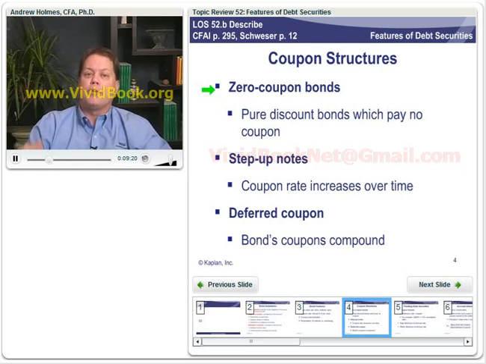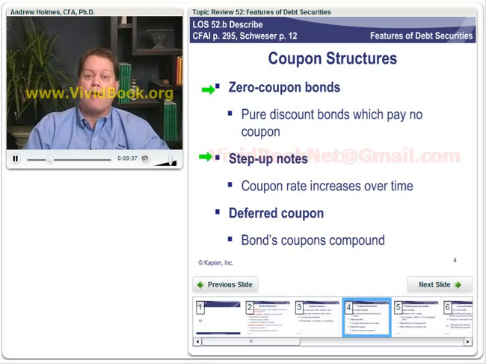So a zero coupon bond or a pure discount bond, you buy the bond today at one price, it matures for $1,000 10 years from now. The difference in those prices is going to determine the return that you get for loaning your money to the firm. Okay, also, step-up notes would be another way to structure this.